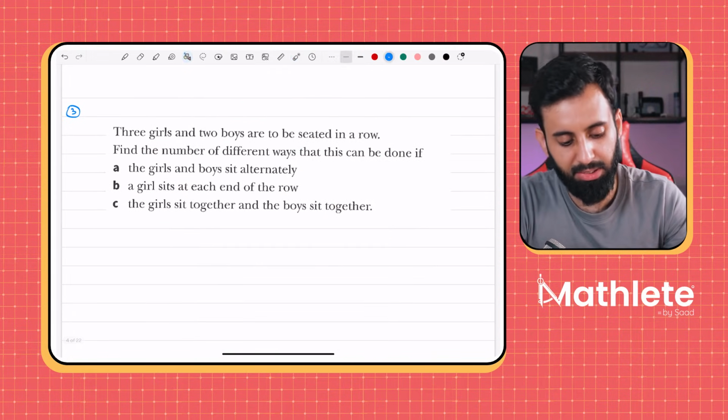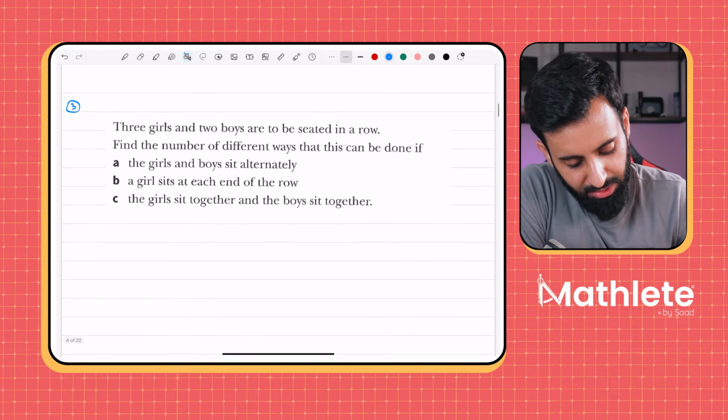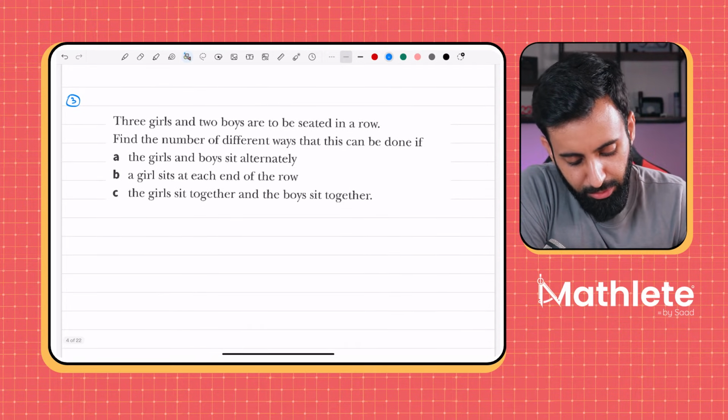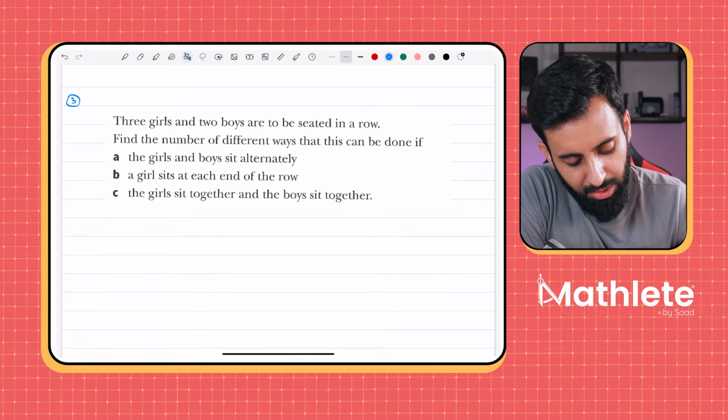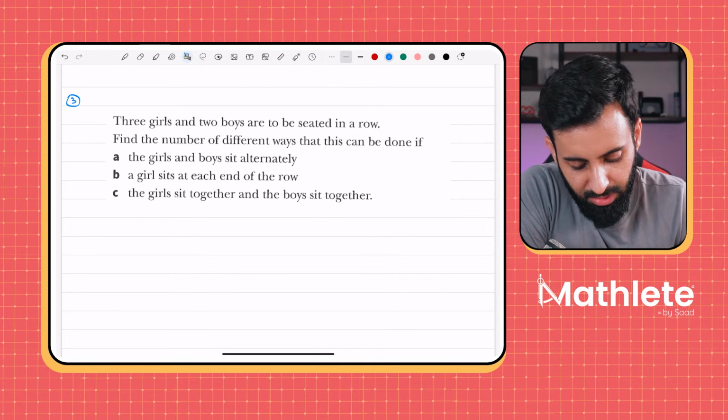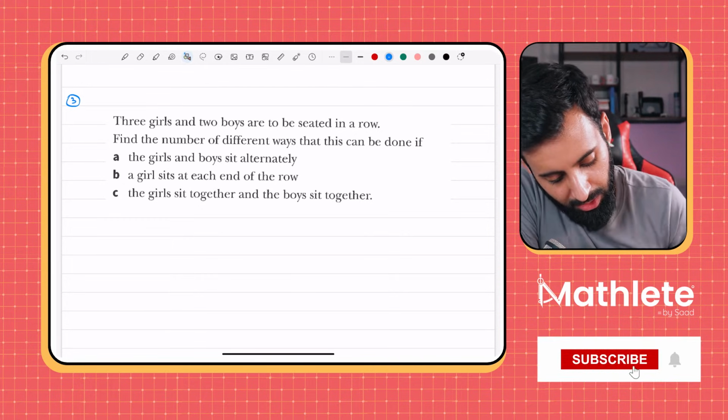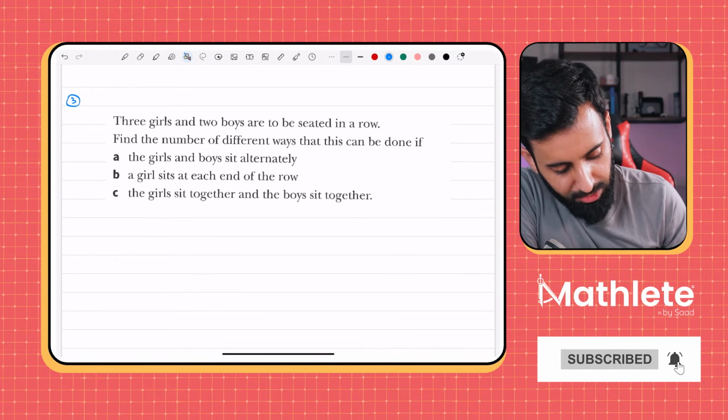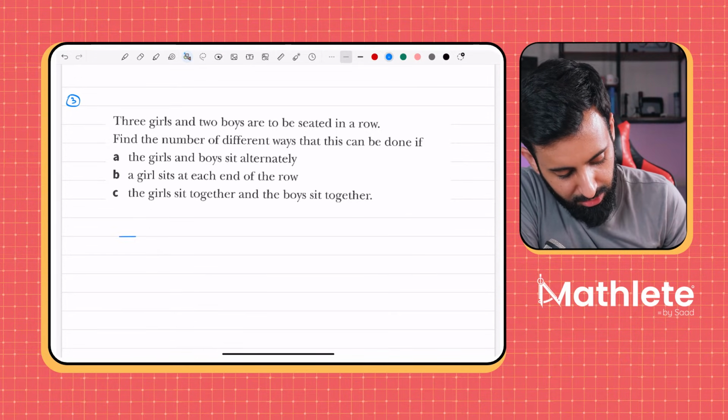Okay, now let's do the last example. This example says 3 girls and 2 boys are to be seated in a row. Find the number of different ways that this can be done if the girls and boys sit alternately. Okay, so 3 girls and 2 boys. So that means we have altogether 5 people. So let's make 5 blanks.